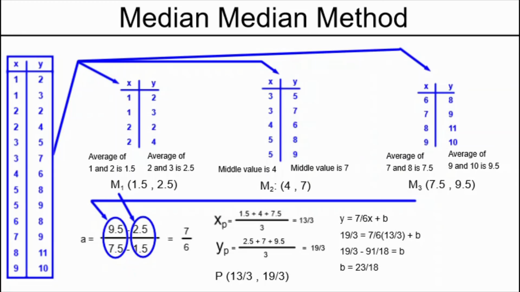We plug that point and the slope 7/6 that we found earlier into the straight line y equals ax plus b form, and we solve for b, the y-intercept. It is 23/18. Now we arrange our slope and our y-intercept into the y equals ax plus b form in order to give our final answer, the equation for our regression line.